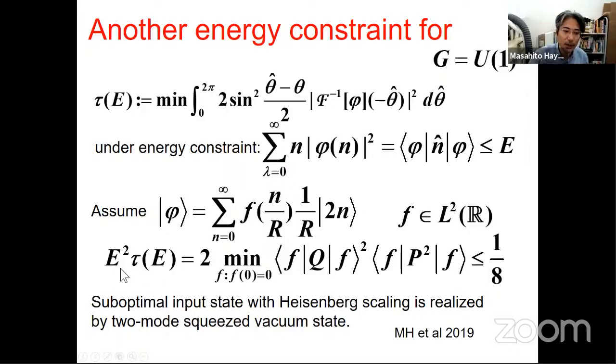Yeah, of course, I forgot this. We need the limit. If energy is very large, goes to infinity, this quantity equals this one. And this one is achieved, somehow Heisenberg scale. But that problem is different from previous one, because previous one we have a square inside of here, but now we have this outside of the square. So this minimization is quite difficult. But this kind of suboptimal input state achieving the Heisenberg scaling can be realized by two-mode squeezed vacuum state. This is my recent result.